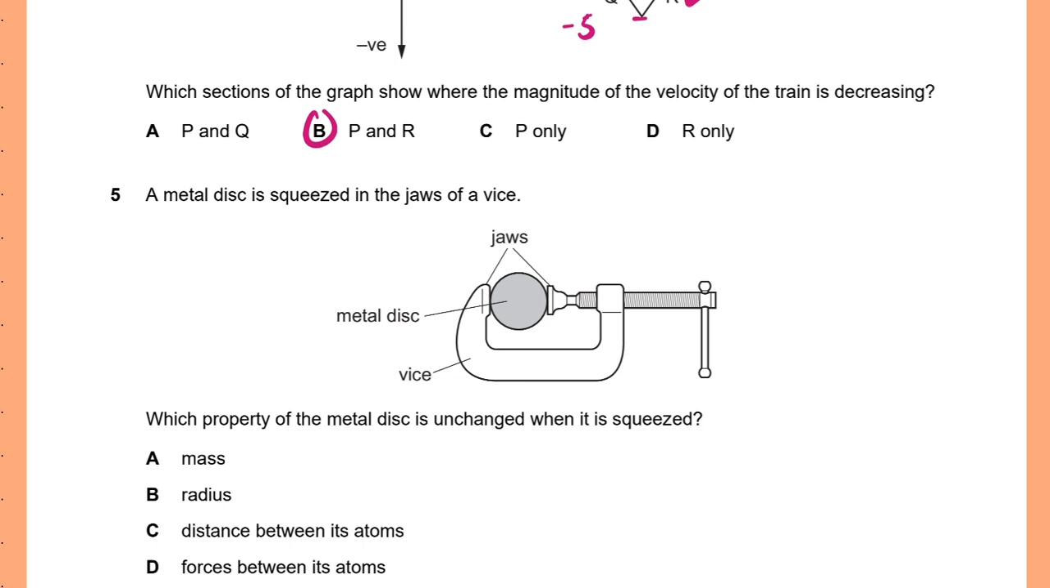A metal disc is squeezed in the jaws of a vice. Which property of the metal disc is unchanged when it is squeezed? The radius would change, distance between its atoms would also change, forces would also change as the atoms get closer together. However, the mass remains unchanged.